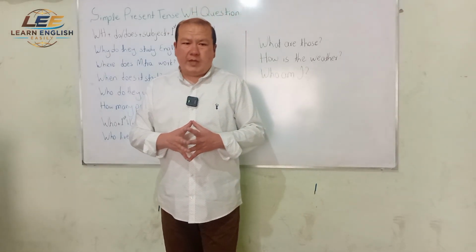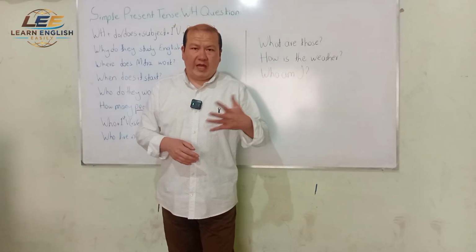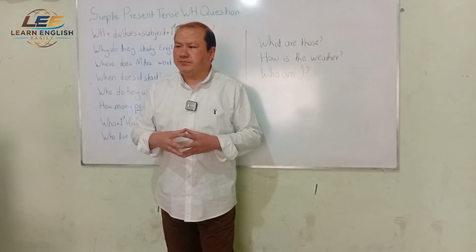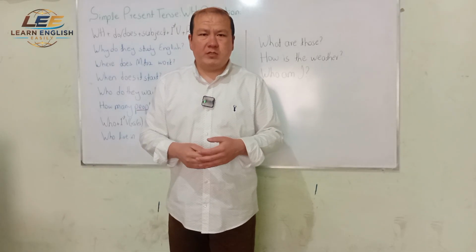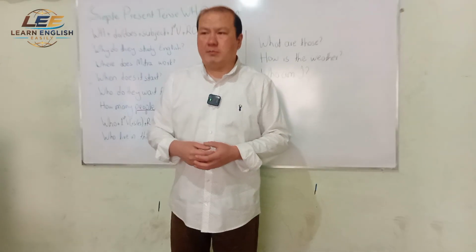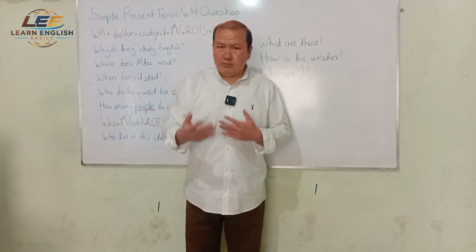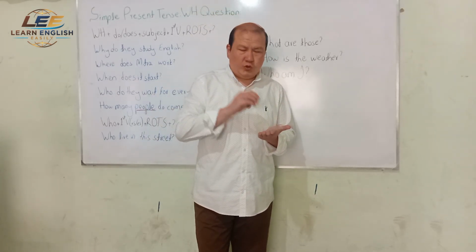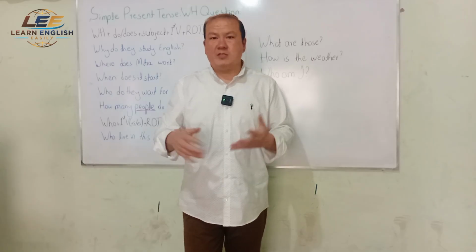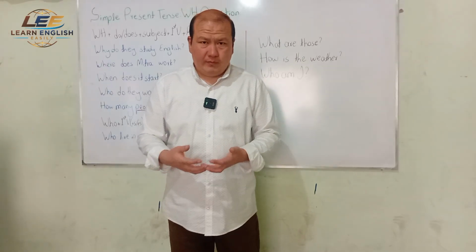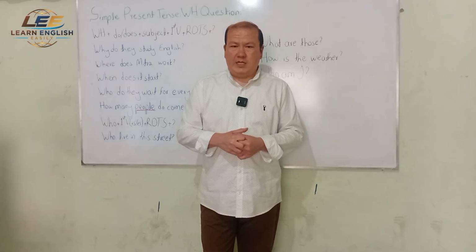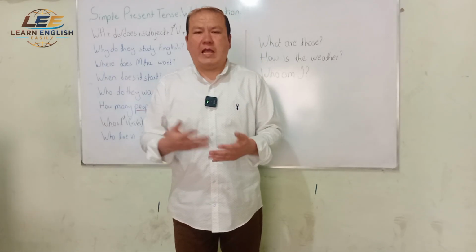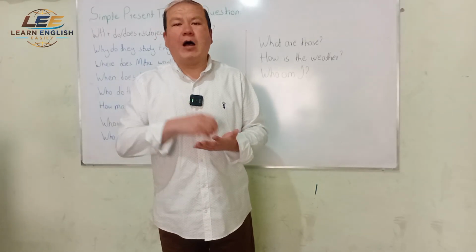Same case, we have how much, which we use with uncountable nouns: how much time, how much money, how much information. How much information do you need? How much time does it take? So we have some words that should be followed by a noun. Another example is which. Which color do you like? Which book do they read? This kind of thing. So after that we use a noun.